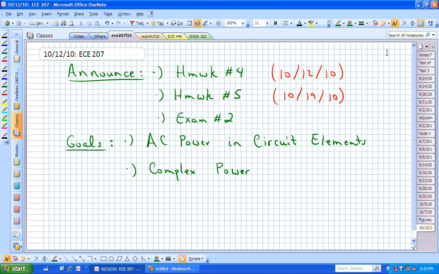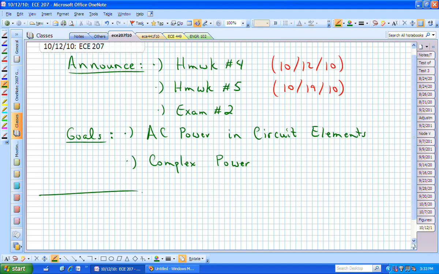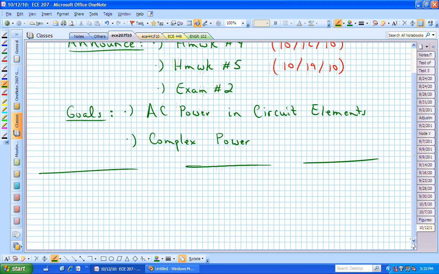And we need to use that in our analysis to make our life a little bit easier, meaning we don't have to worry so much about solving differential equations with sine and cosine excitations. We can jump into the frequency domain and analyze those with complex numbers, similarly to how we've analyzed DC circuits with just pure resistors. That's where I want to go today, is start the discussion with power in the individual circuit elements and then move into the concept of complex power.